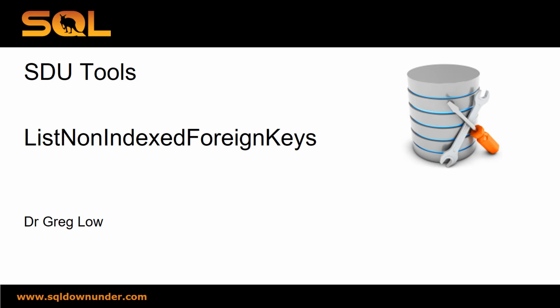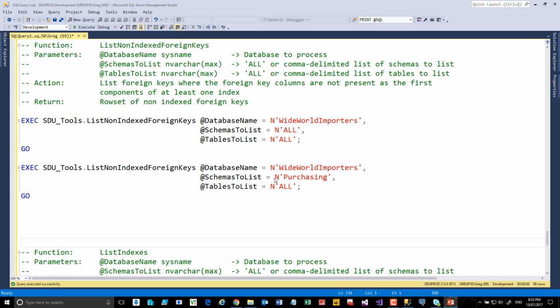This is another tool in the SDU Tools series called List Non-Indexed Foreign Keys. A common performance problem that we run into is where foreign keys have been declared, but there's no index to support the foreign keys. Now, it's important that there is some index there to support that, and in particular where this will cause a major problem is when you do things like a delete in the referenced table.